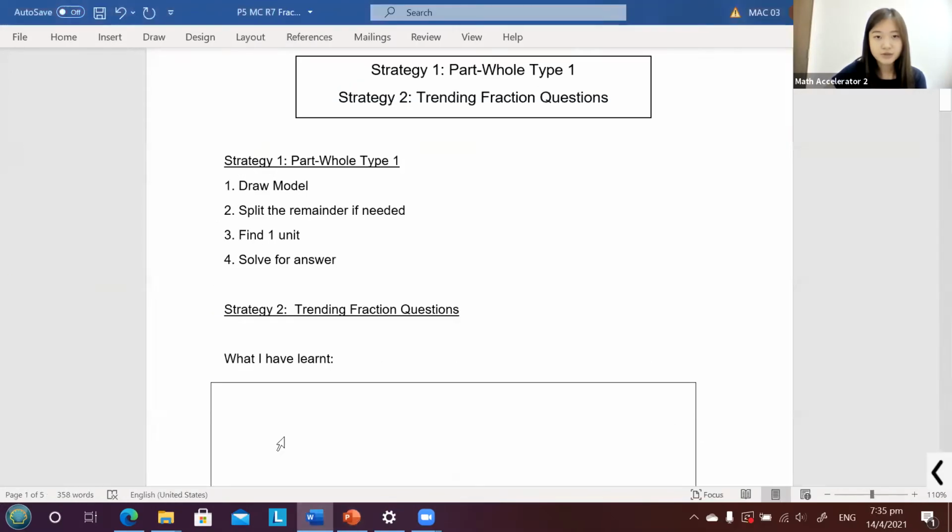So let's go to the questions. Today we'll be doing fractions, part whole type 1 questions. So what kind of questions are these? Later on we'll take a look at the questions.